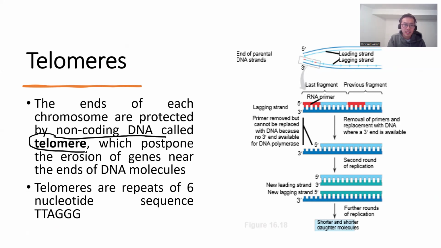These are called telomeres. Okay, telomeres. They are just a bunch of repeats of TTAGGG. So at the ends of your chromosome, it's TTAGGG, TTAGGG repeated hundreds and hundreds of times. So even though we're losing a bit of DNA every time, we're losing the non-coding stuff. We're losing information that is not important.